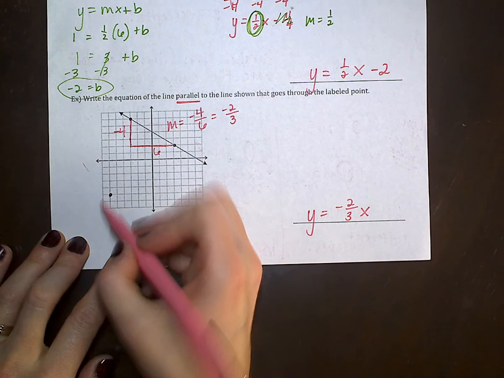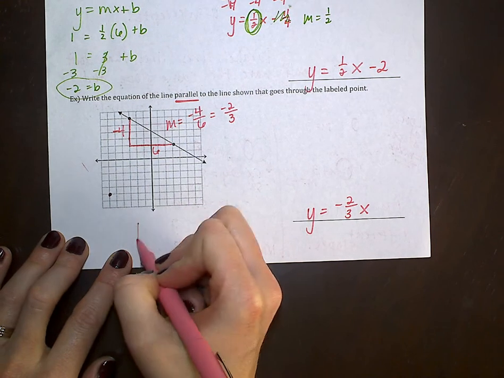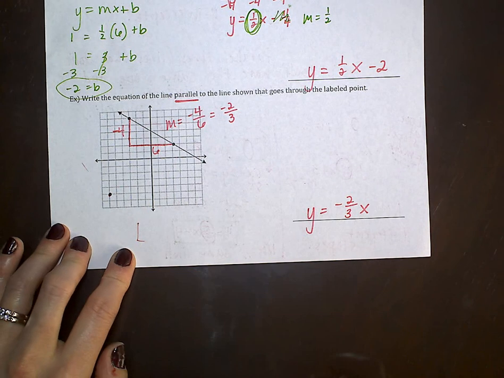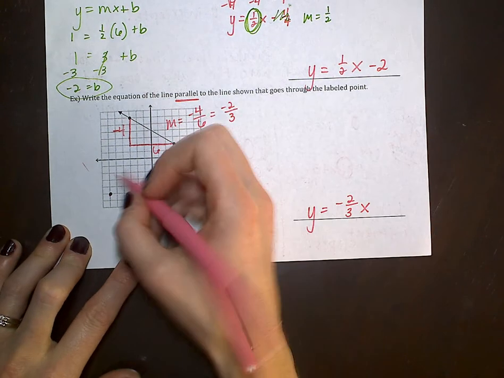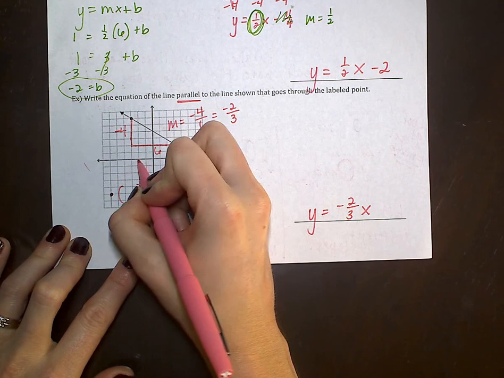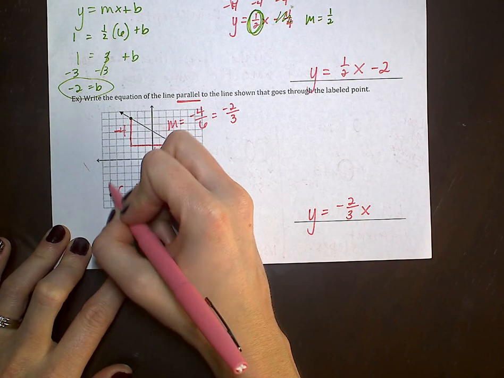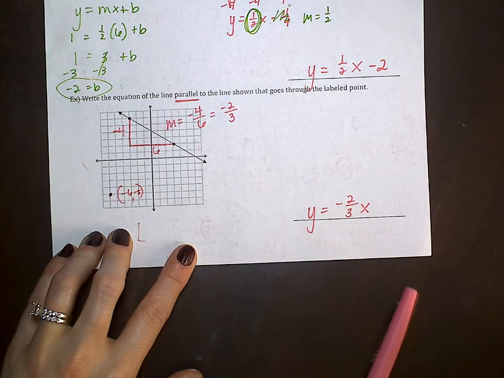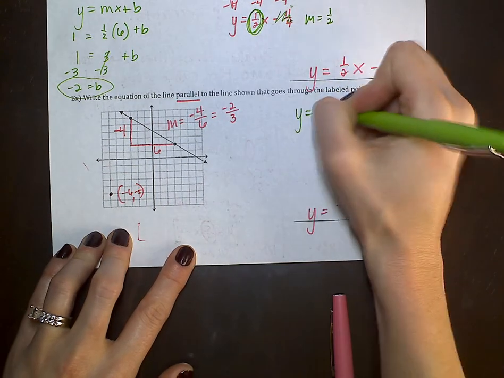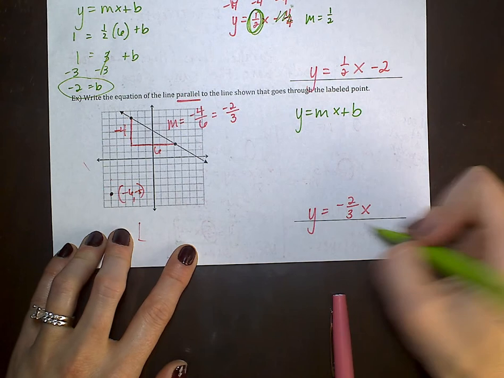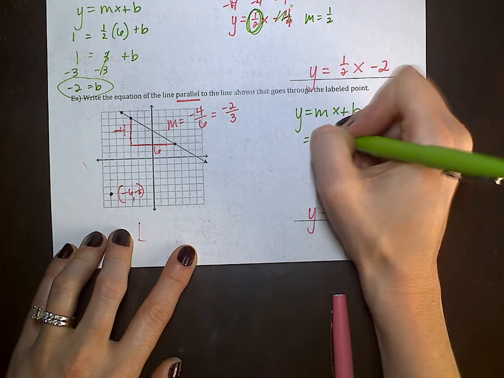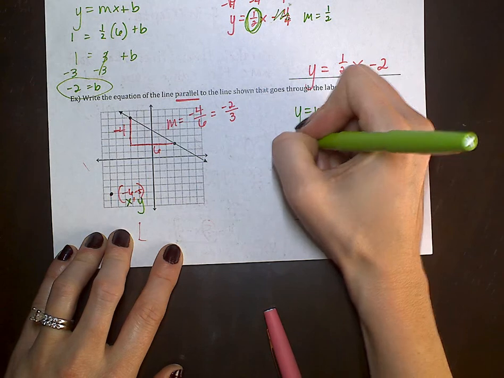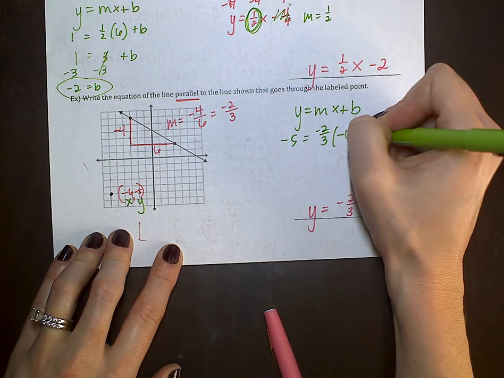I could count the slope down 3, right 3, down 3, right 3. Sure, but I go off the graph, so I don't really want to do that. But note that you could. So here's what I'm going to do. I'm just going to figure out what ordered pair this is. It's -6, -5. And I'm going to use mx plus b to find the b value. Because I know my m, I know I'm using -2/3. And now I have an x and a y. So the y is -5, the x is -6.